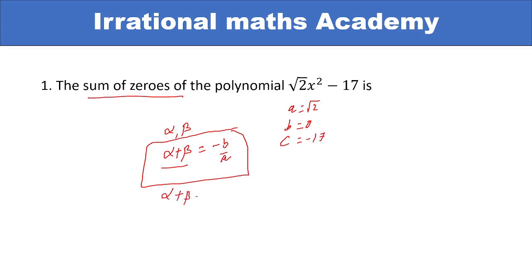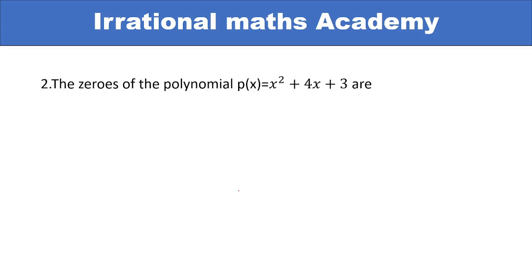Alpha plus beta equal to minus B by A, right? B value is 0, A is root 2. So 0 by anything is 0. So the sum of the zeros of the given polynomial is 0.